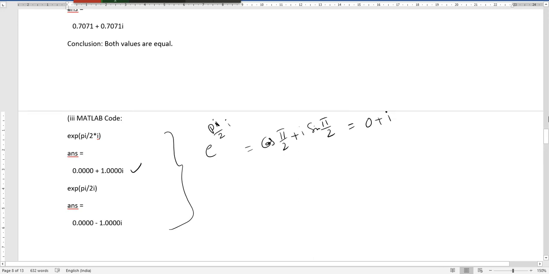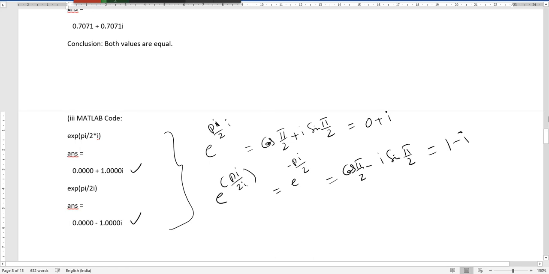Here, e power pi by 2i. So 2i is nothing but, no need to use star. If you use star, then you will get the wrong answer. What happened? This is nothing but multiply and divide with i on both sides. i square is minus 1, so you will get cos pi by 2 minus i sin pi by 2. So this value is 1 minus i. That's why you will get this answer.